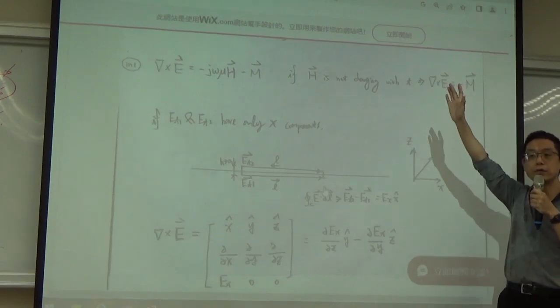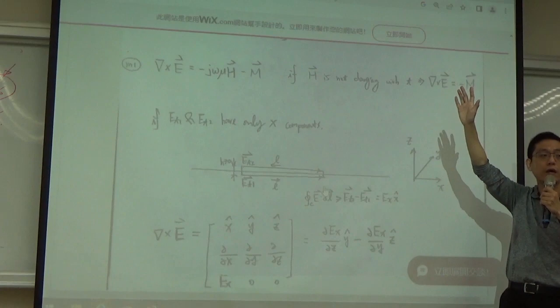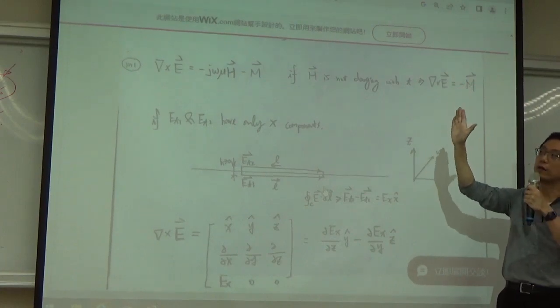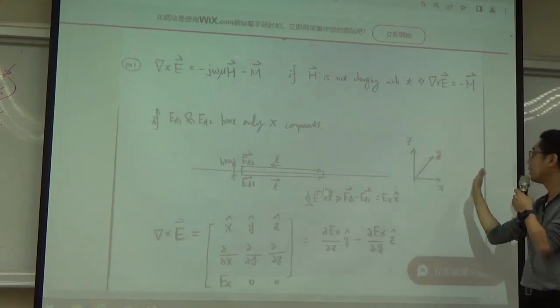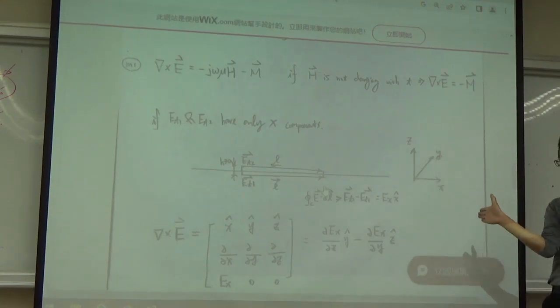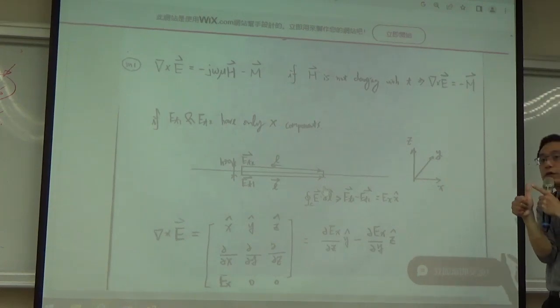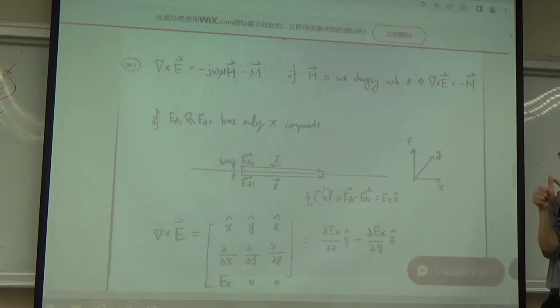So if you use your right hand, they will always obey the right hand rule. You put your right hand from the X direction to the Y direction, and the direction of your thumb is always the Z direction. Okay? That is one of the basics about the direction, the coordinate system.